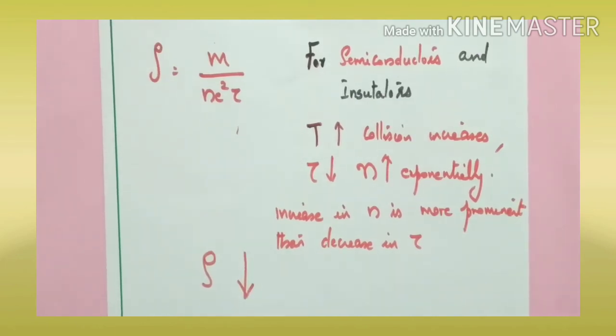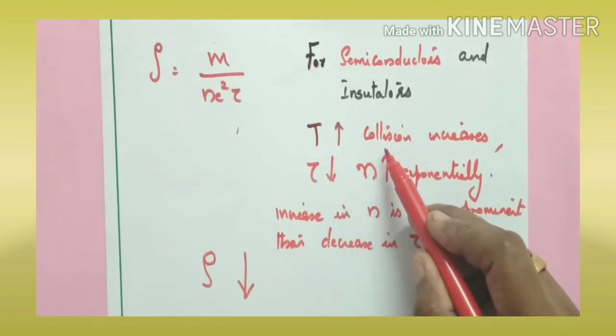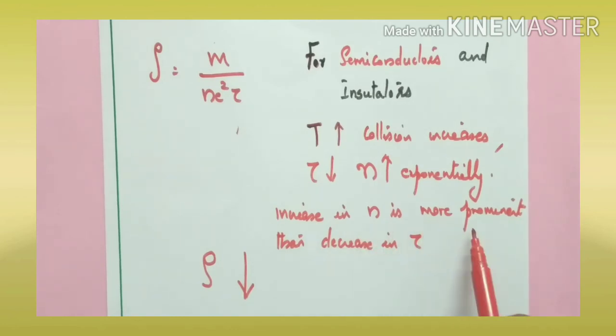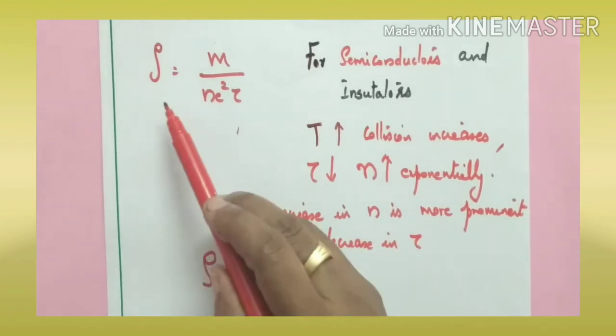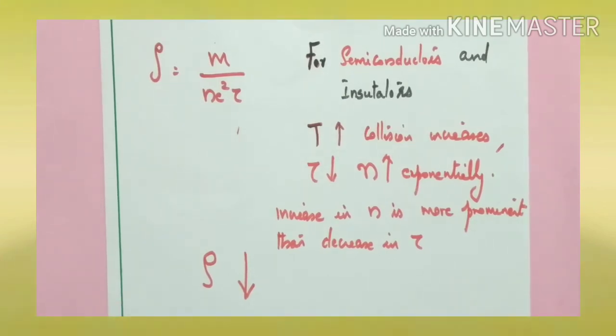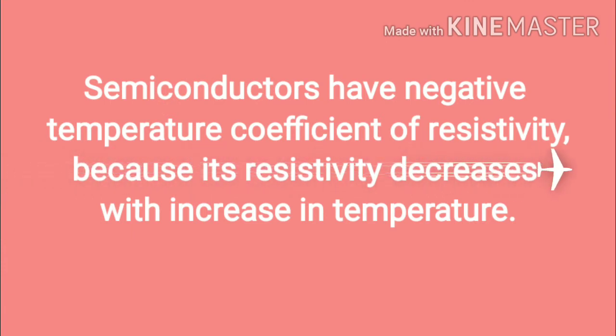So in the case of semiconductors and insulators, once more, as temperature increases, the speed of the charge carriers increases, collision increases, relaxation time decreases, but the number of charge carriers increases exponentially, and hence the increase in n is more prominent than the decrease in tau. As a result, resistivity decreases in semiconductors and insulators for an increase in temperature. The temperature dependence of resistivity for semiconductors is shown, which shows that as temperature increases, resistivity decreases, and hence semiconductors have negative temperature coefficient of resistivity.